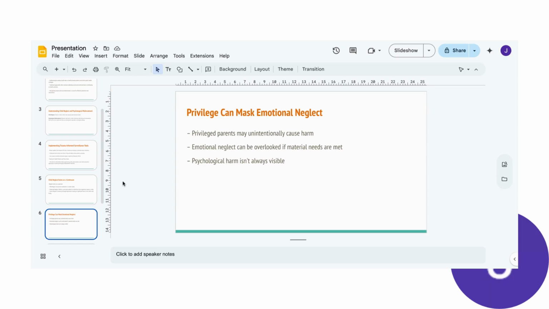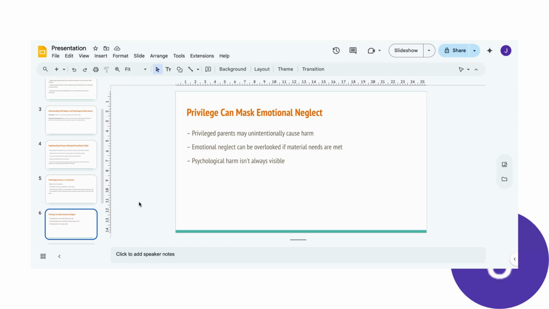My second point was that privilege can mask emotional neglect. Even if parents are wealthy and provide everything their child needs materially, they can still unintentionally cause harm. Emotional neglect can be easily missed because the child's physical needs are being met. So people might not realize there's actually a problem. Also, psychological harm isn't always obvious, so it can be difficult to detect as well.